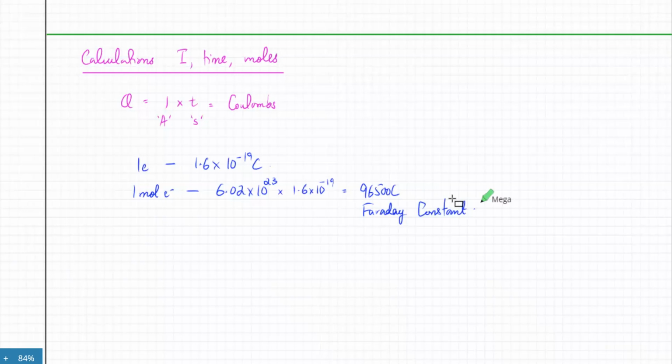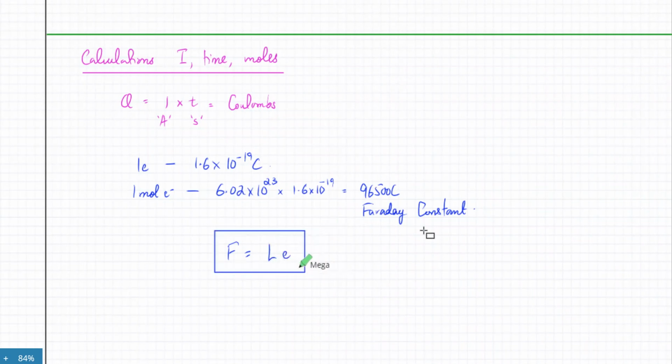So 2 formulas. That's it. Q is equal to IT, that's the total charge that's flowing through the circuit. For 1 electron, the charge is 1.6 times 10⁻¹⁹ coulombs. But since you always measure quantity in terms of moles, 1 mole of electrons is going to have this much charge, which is 96,500 coulomb, known as the Faraday constant. And this ratio can be written as F is equal to LE. What does F is equal to LE mean? F is obviously the Faraday constant.